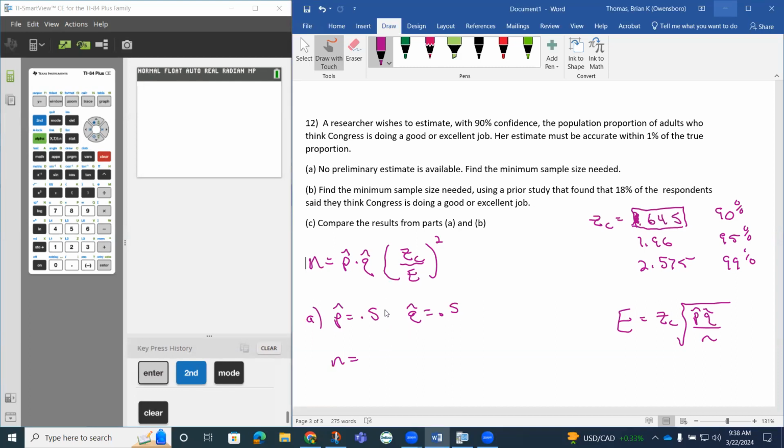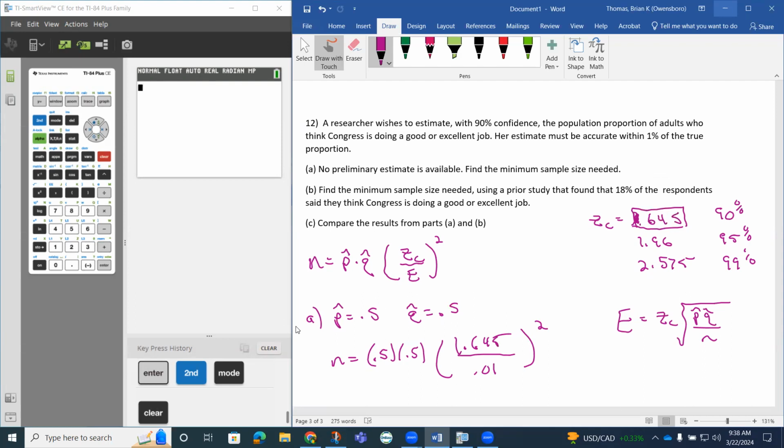So in A, since there's no preliminary estimate, we're going to use 0.5 and 0.5 for p hat and q hat. So we have 0.5 times 0.5 times then the critical value z. Since we want to be 90% confident, this critical value z is this 1.645. And then we're going to divide by that margin of error. And we want to be within 1%. So 0.01, that's going to be then squared.